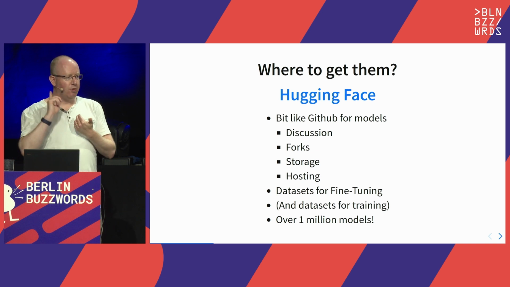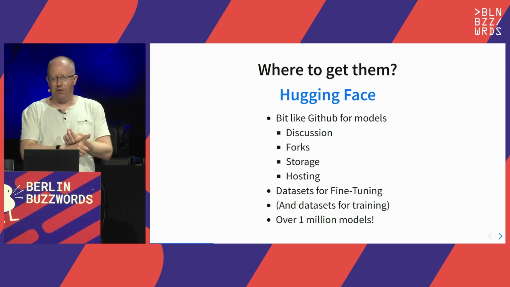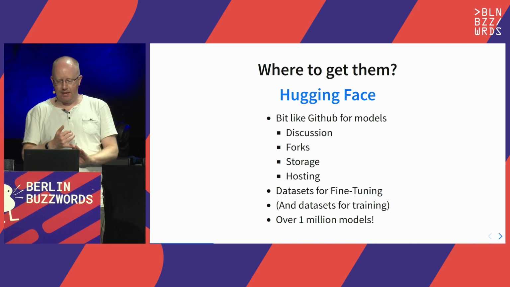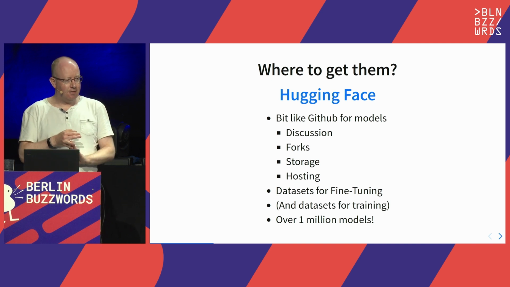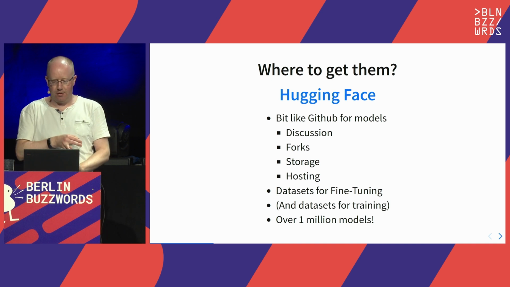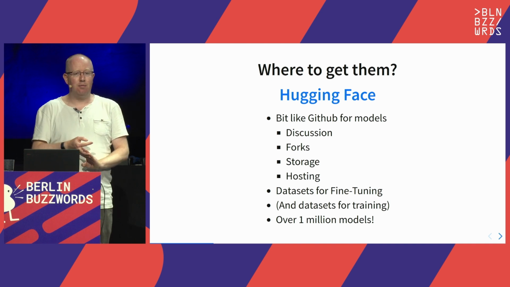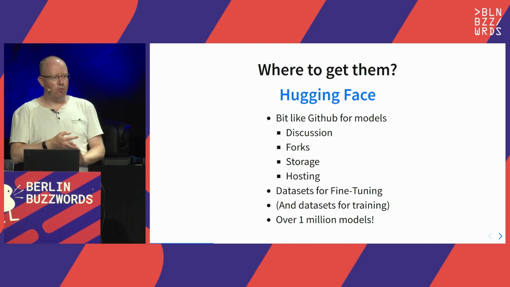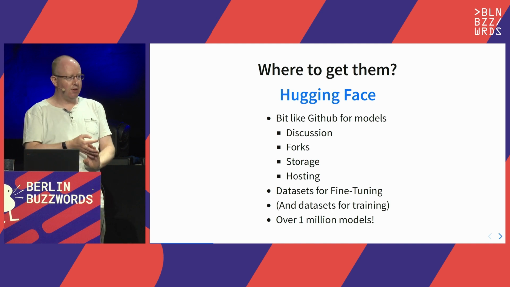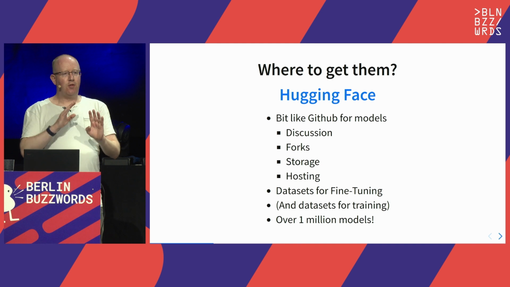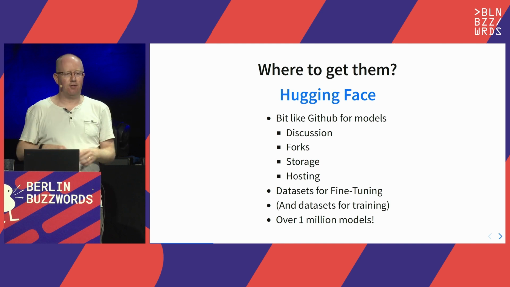They have all the discussions, people talking about the different models, forks of different models, retrainings, fine-tuning. You can download all the models from there. You can download embeddings. You can get a lot of open data sets, especially for fine-tuning. They've got over 1 million models on there, almost all of the ones that you might want to use. So don't think GitHub, think Hugging Face.